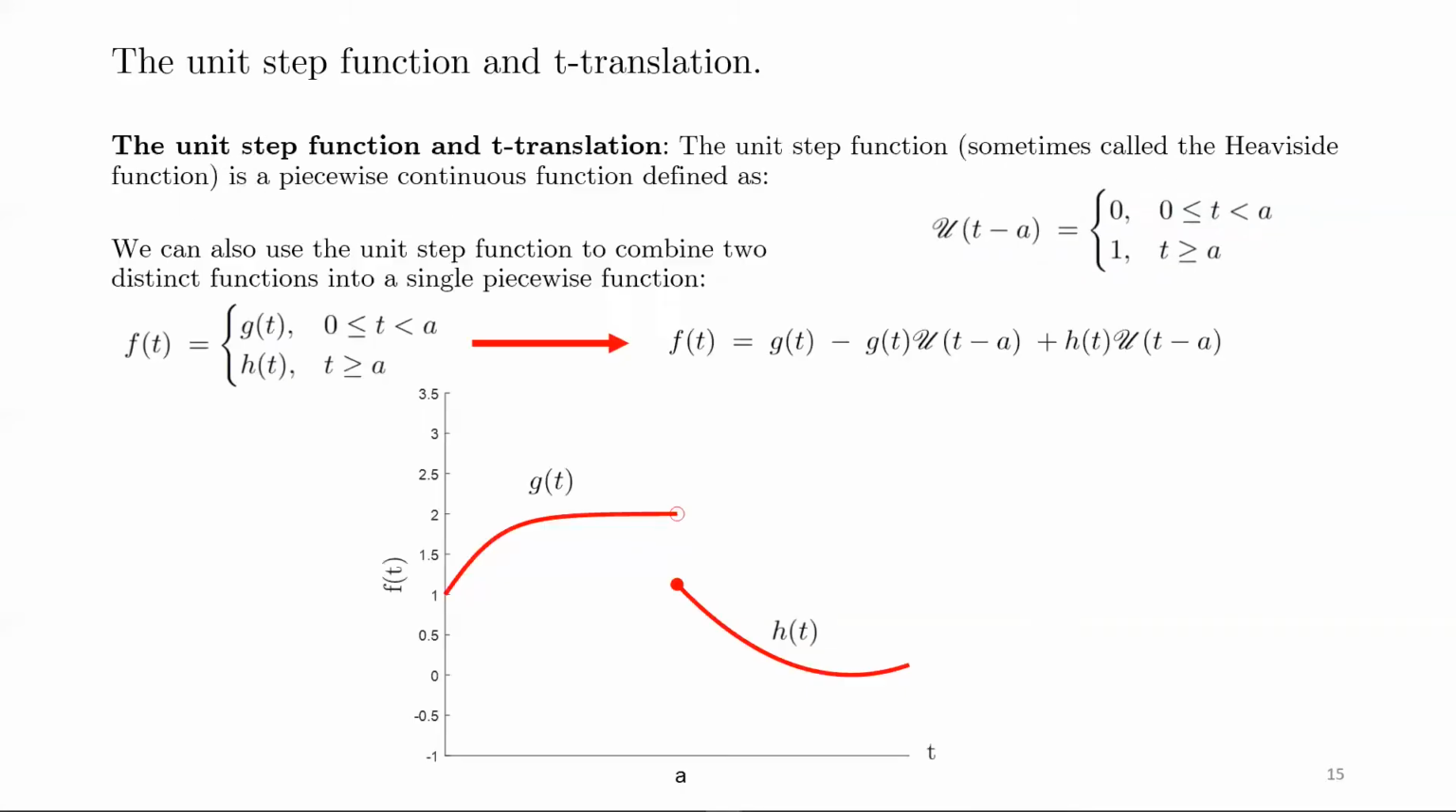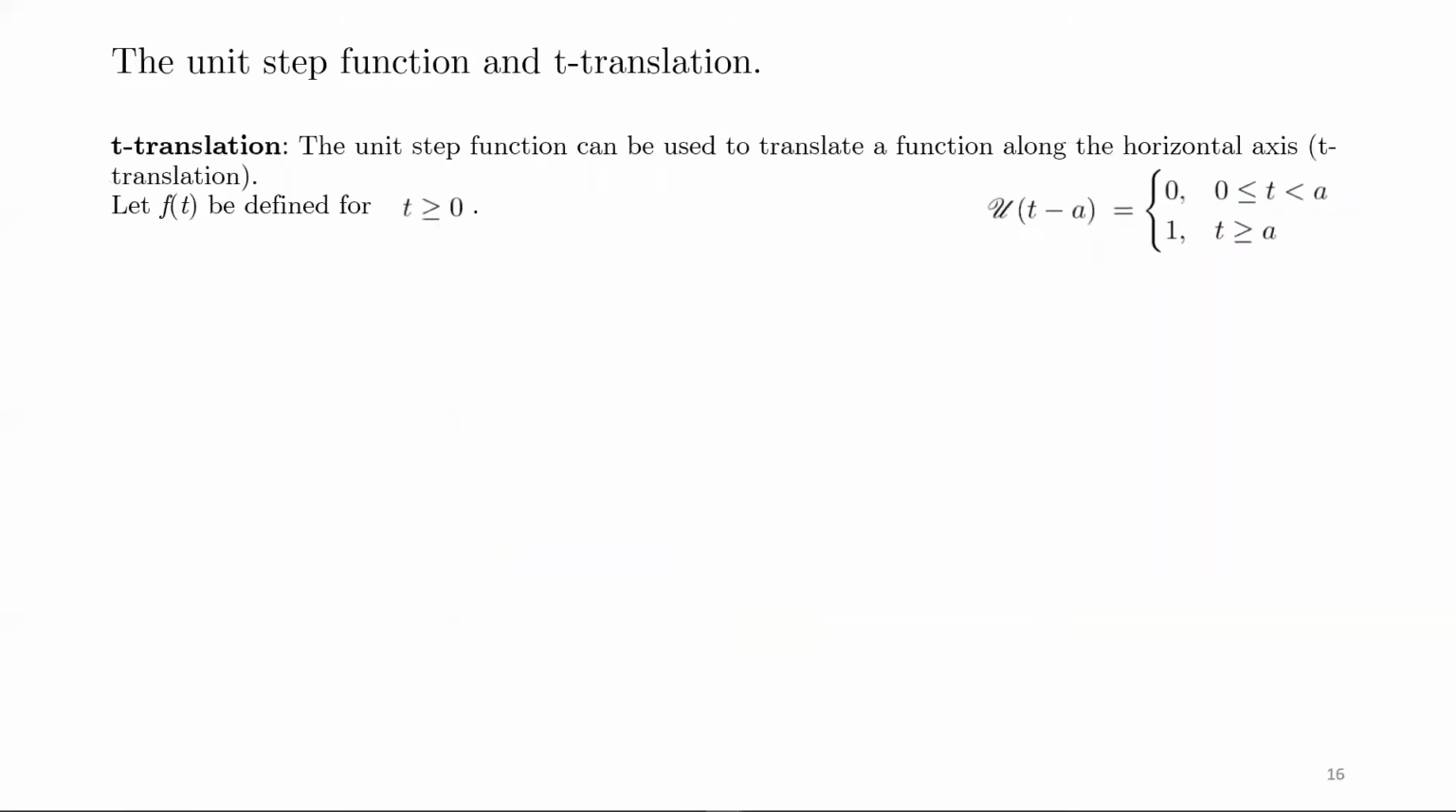Okay, so now that we've learned something about how the unit step function works, what we might like to know is what happens if we take the Laplace transform of the unit step function, or let's say the Laplace transform of something multiplied by this unit step function. Okay, so we get something that we're going to call t-translation. So the unit step function can be used to translate a function along the horizontal axis.